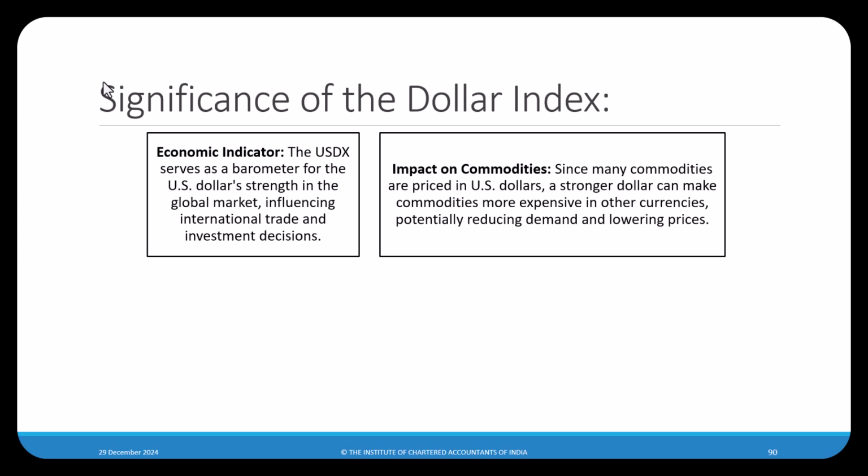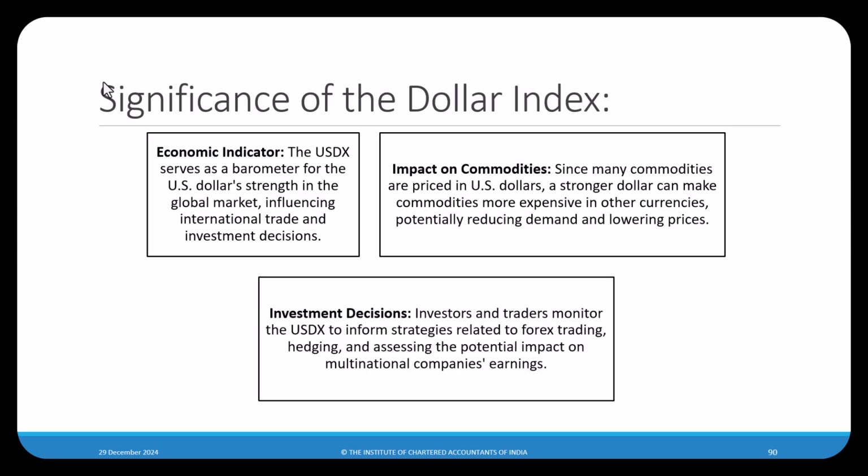If the dollar index goes up, the commodities become very expensive. Everything becomes very expensive, which is basically the major source of producing all your goods. Since many commodities are priced in US dollars, a strong dollar can make commodities more expensive in other currencies, potentially reducing the demand.